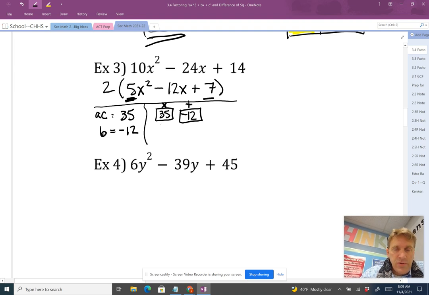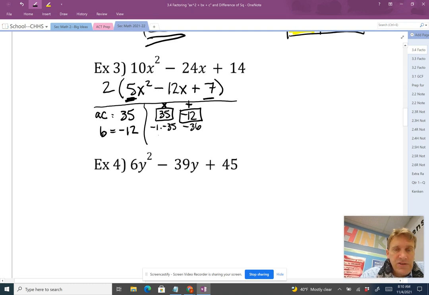Now, there's two numbers. 35 is a positive number. So I can only get that by multiplying either a positive times a positive or a negative times a negative. But since B is negative, it's negative 12, that means both numbers have to be negative. So I'm going to start with negative 1 times negative 35. And then I add those together, I get negative 36. Now, those are not my numbers.